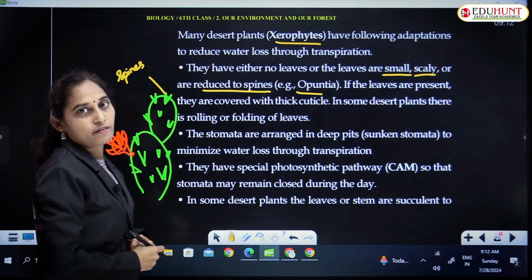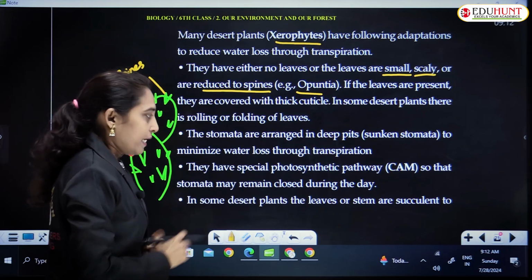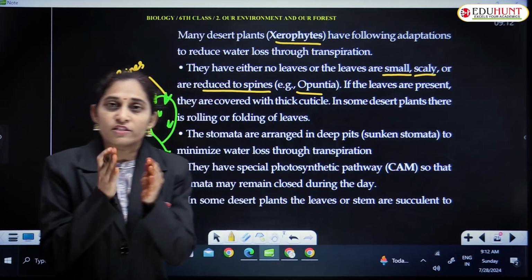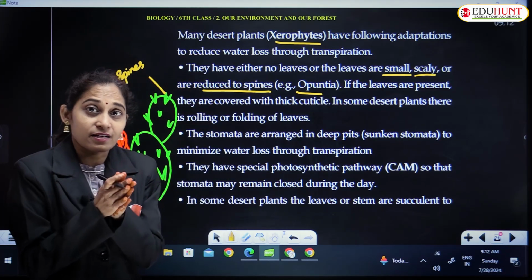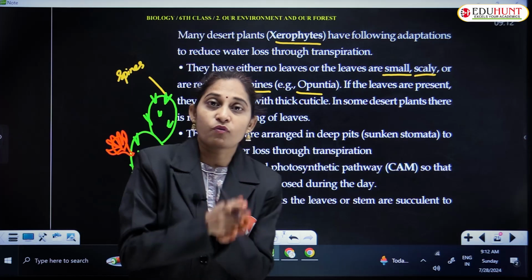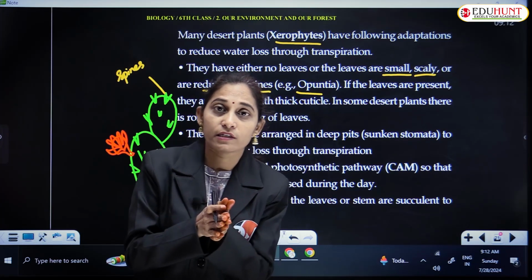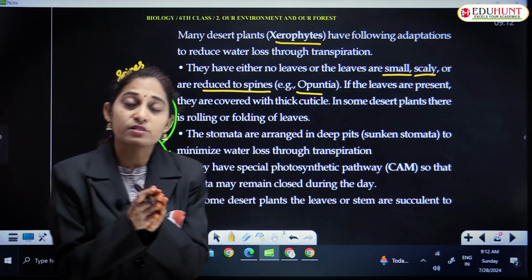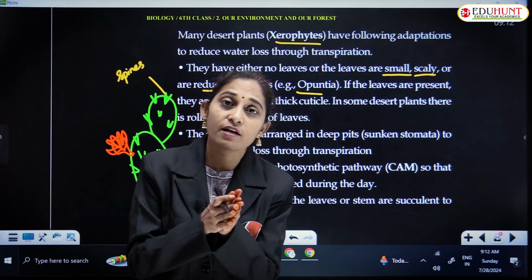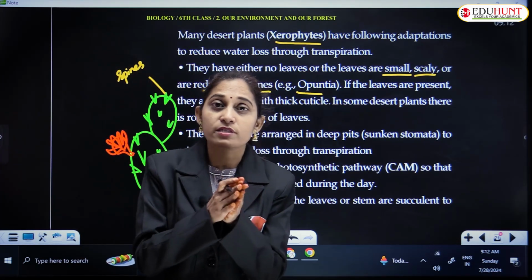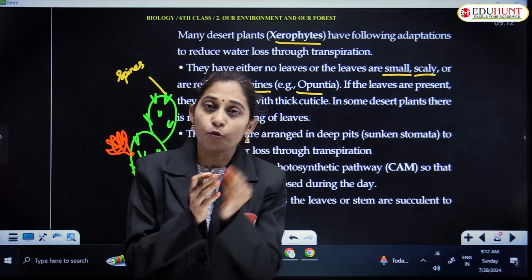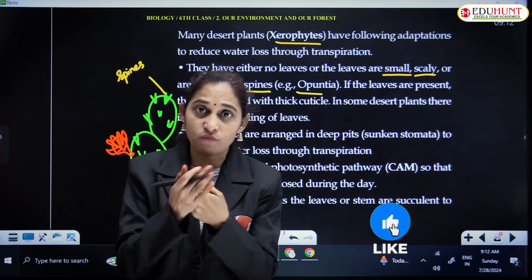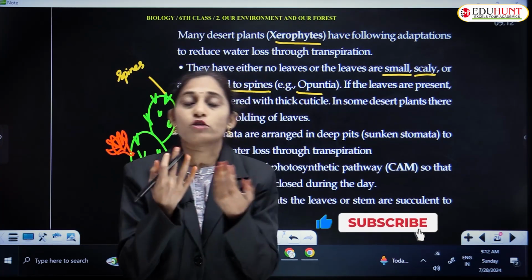spines. These are reduced into spines because if the leaves are present in xerophytic plants, leaves are not only meant for photosynthesis, they lose water. They lose the water in the form of water vapor, that is transpiration. The organs of transpiration are leaves because leaves possess stomata. Stomata are the pores which are meant for exchange of gases, and at the same time loss of water.